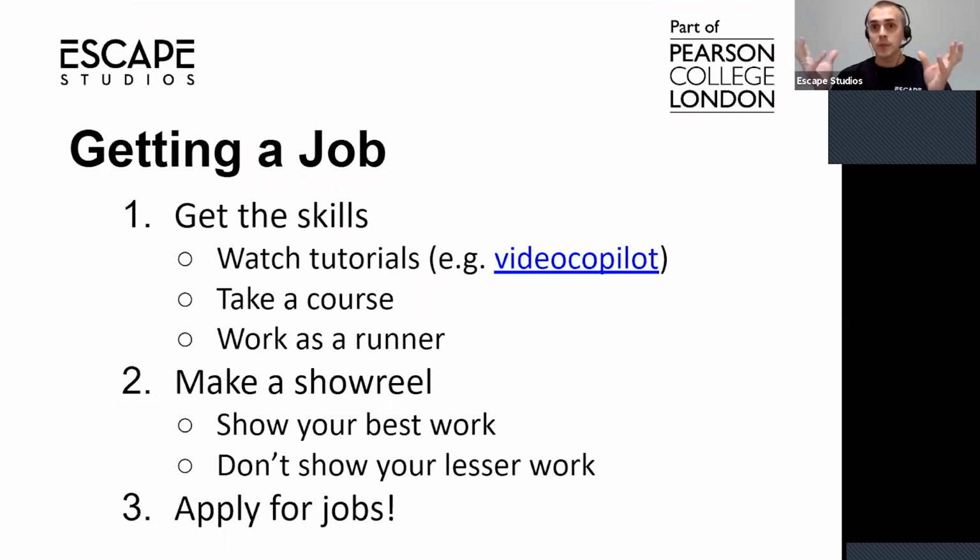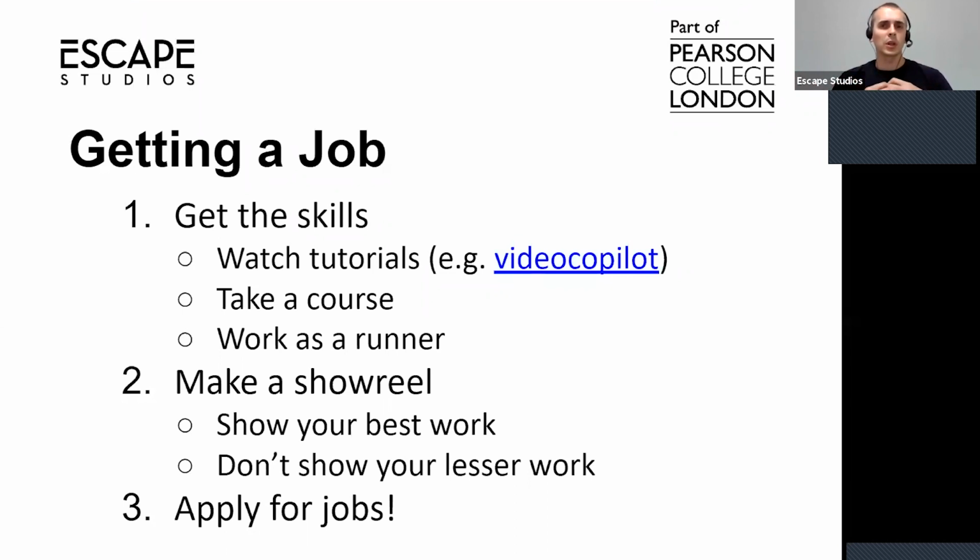So once you have the skills, you need people to know about your skills. So the way that you do that is you make a show reel. And in order to make a show reel, you just want to show your best work. So you show your best work, and you don't show the work that's not that good. The reason is that the person who's looking at your show reel won't know whether the work that you're showing is complete in your eyes or not. So only show what you think is actually the best work.